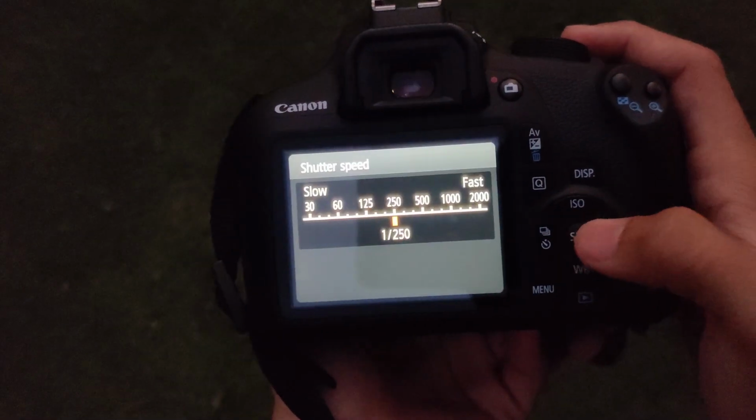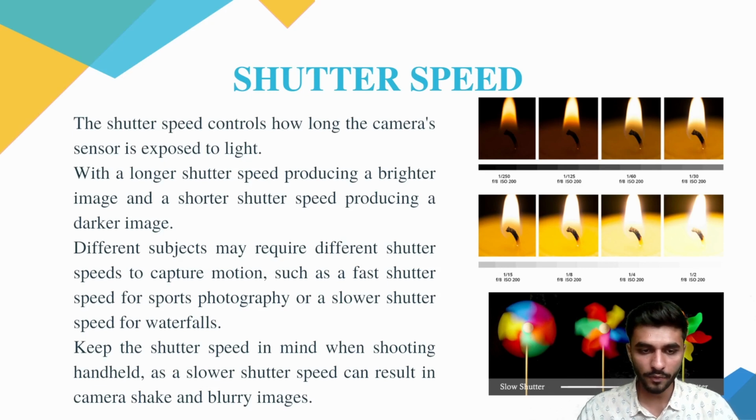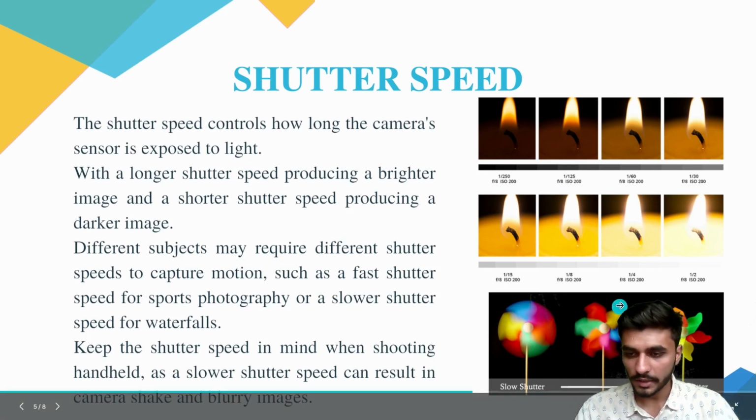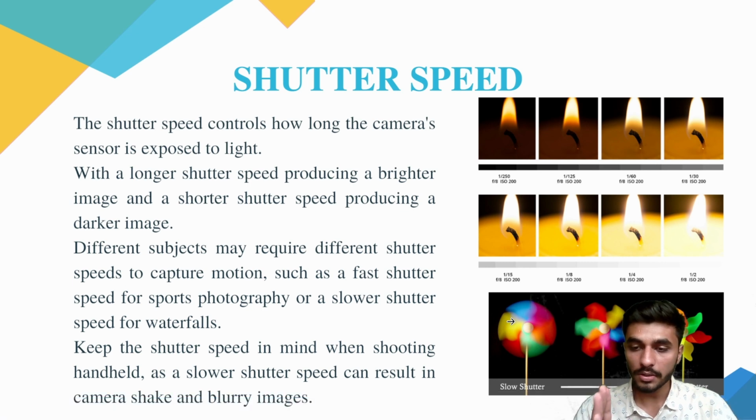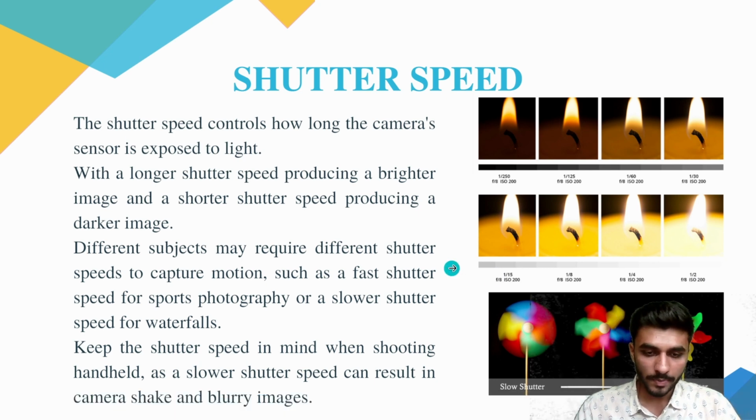Different subjects may require different shutter speeds to capture motion, such as a fast shutter speed for sports photography or a slower shutter speed for waterfalls. As you can see in this photo, the middle photo is where the shutter speed is on auto mode. Now on the slower side of the shutter speed, we cannot focus on the image very properly, while on the fast shutter speed we can see the windmill very properly. Keep the shutter speed in mind when shooting handheld, as a slower shutter speed can result in camera shake and a blurry image.